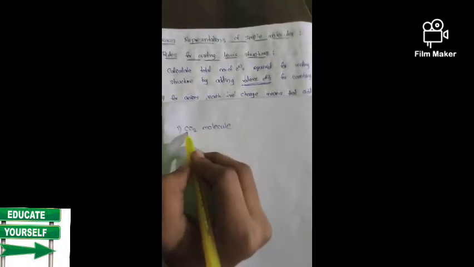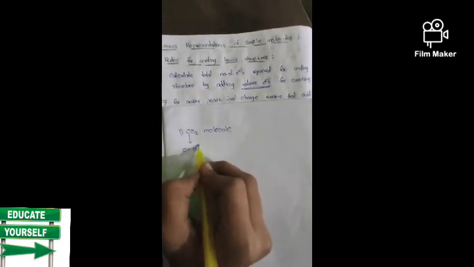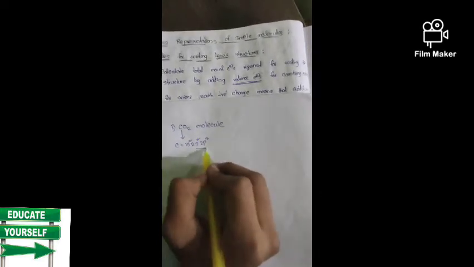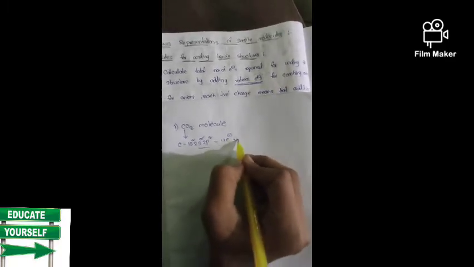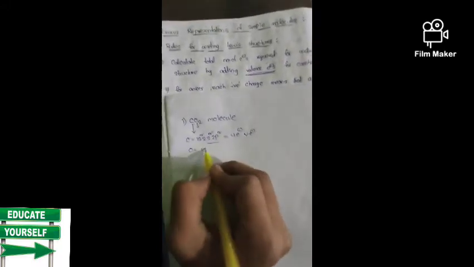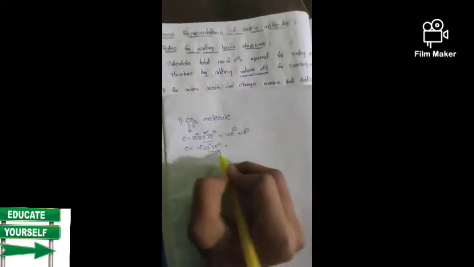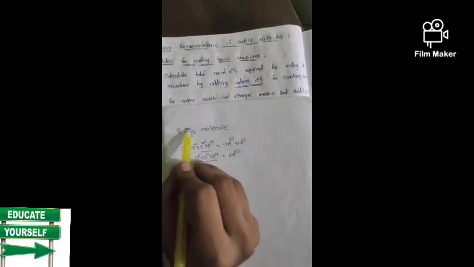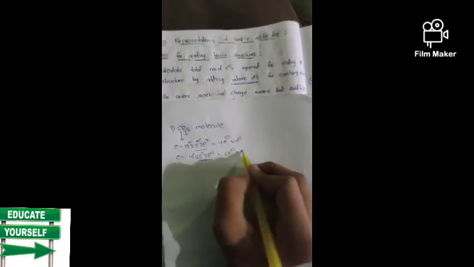So first, the valency electrons of carbon. We know the electronic configuration is 1s2, 2s2 and 2p2. So the valence electrons are 2 plus 2 equals 4 electrons. For oxygen, the electronic configuration is 1s2, 2s2, 2p4, and 4 plus 2 equals 6 electrons. Observe that in the question it is given CO2, so there are 2 oxygen atoms. So 6 into 2 equals 12 electrons.